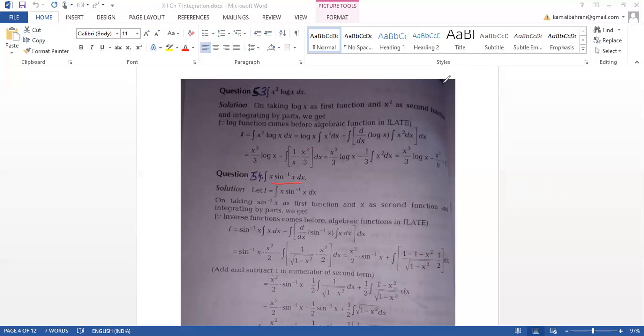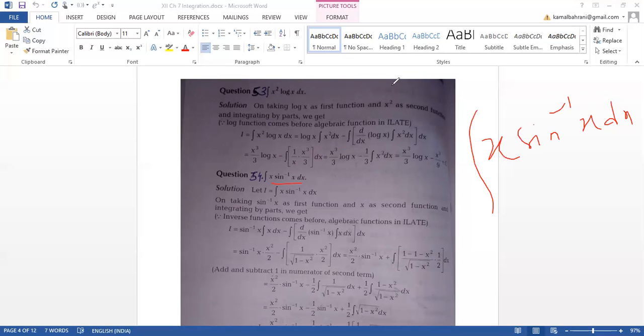Lakshya is asking what A stands for. A stands for algebraic function, Lakshya. Yes, anyone. We are having the function x sine inverse x. Suppose we are having the integration of x sine inverse x dx. I don't know what the question is, just suppose this is the question. So what will be the first function and what will be the second function?